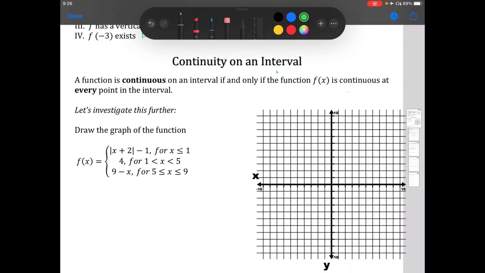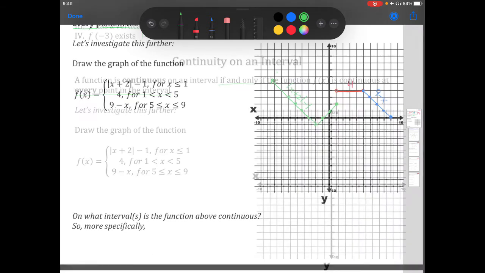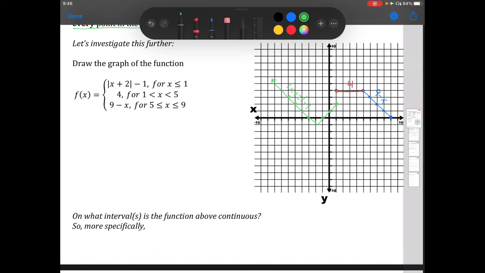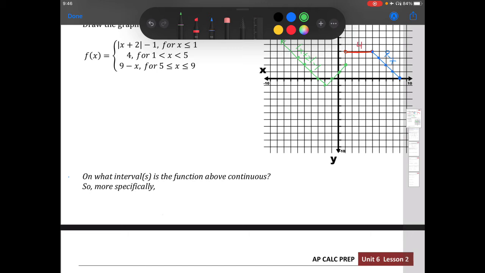Continuity on an interval. A function is continuous on an interval if and only if, so that's the criteria, the function f of x is continuous at every point in the interval. Let's investigate this further. Draw the graph of the function. Pause the video and try to sketch the piecewise function. So I graphed the piecewise function, and now the question says on what interval or intervals is the function above continuous, right? So wherever we have a discontinuity, we're going to take that into consideration.